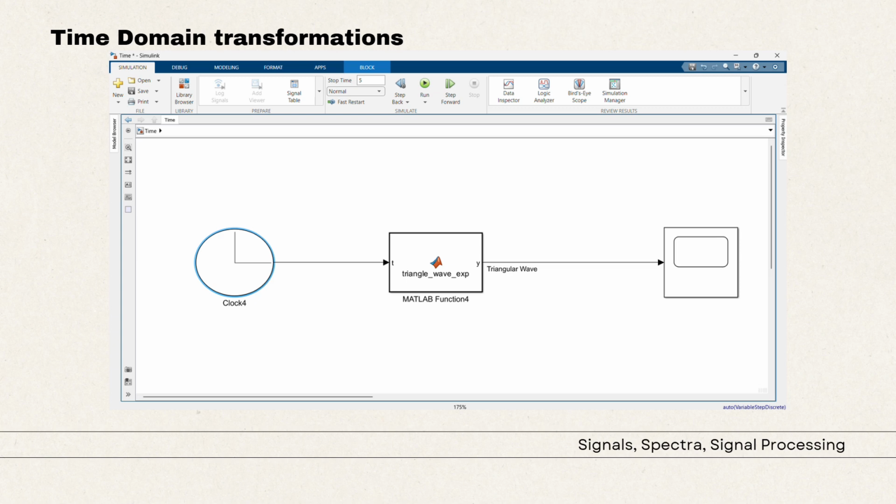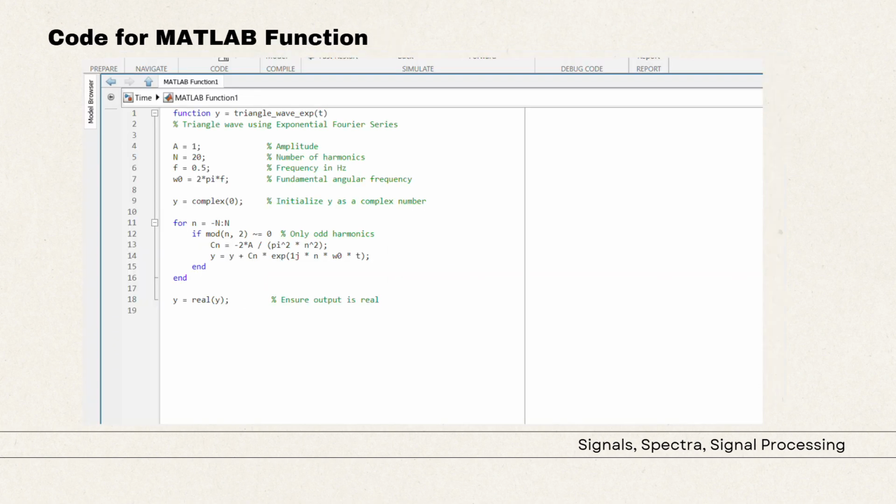triangle wave using a MATLAB function block that implements the exponential Fourier series. In this simulation, we generated a triangle waveform using the exponential Fourier series. Let's break down the parameters used in the MATLAB function. First, A represents the amplitude of the waveform, and it's set to 1. This determines the peak height of the triangle wave.